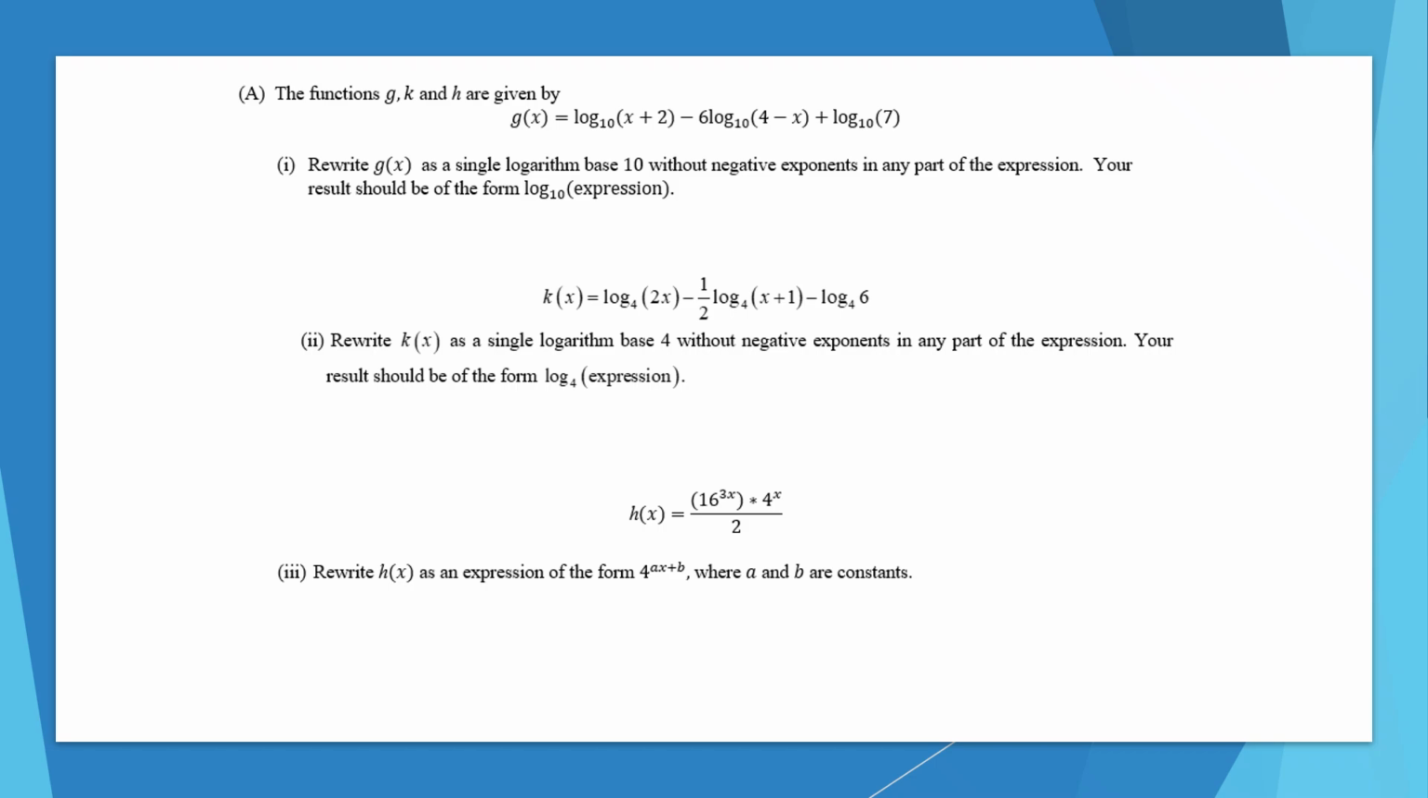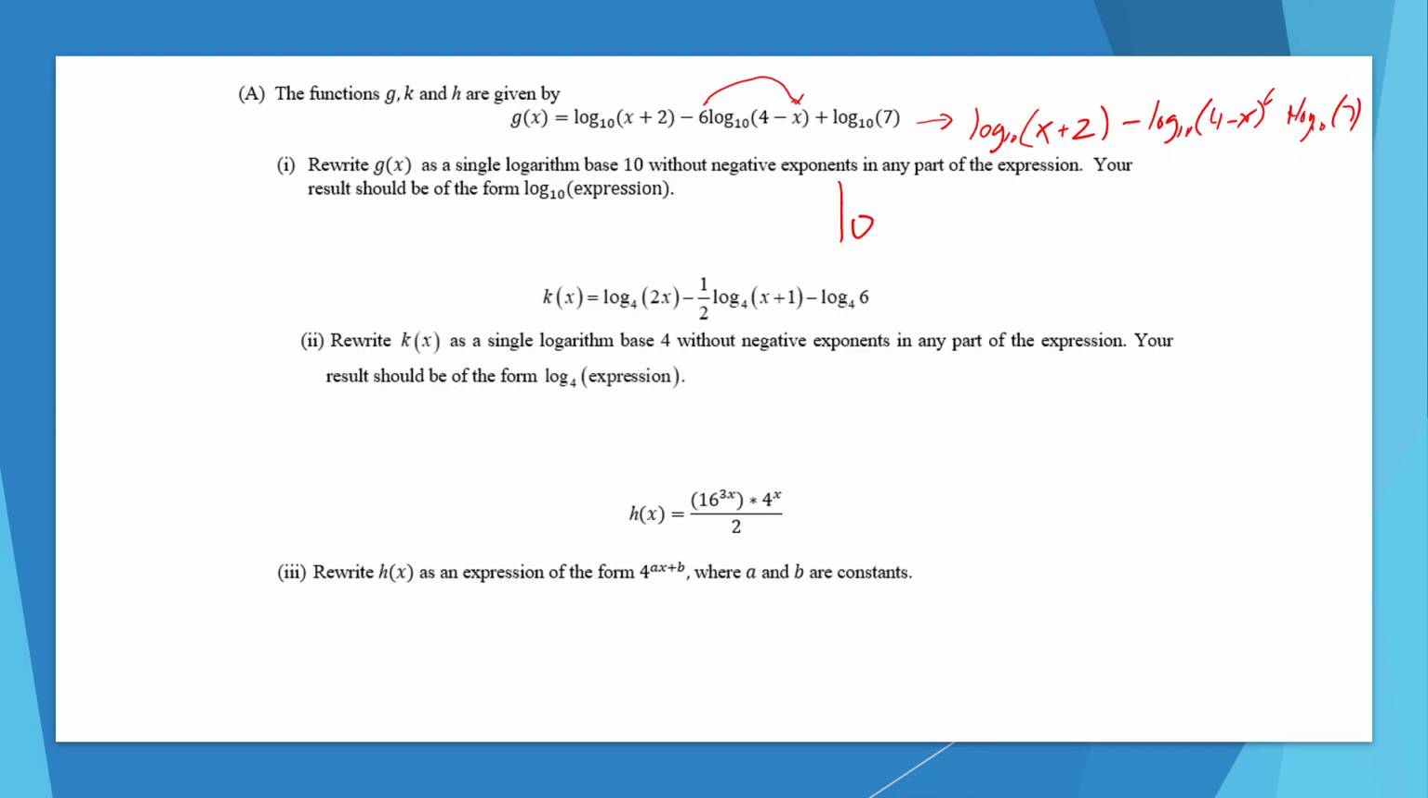Right. The functions g, k, and h are given by this. We want to simplify all of these. So the first one, we're rewriting it into one expression. So simplifying this first, I'm going to take any coefficients out front, which is just that 6, and move it to the exponent. So log base 10, x plus 2, minus log base 10, 4 minus x to the 6 plus log base 10, 7.